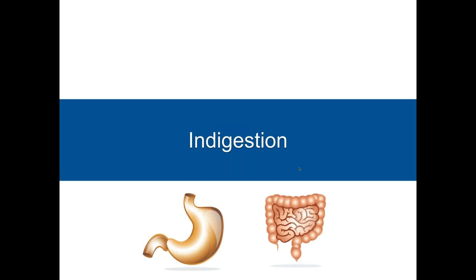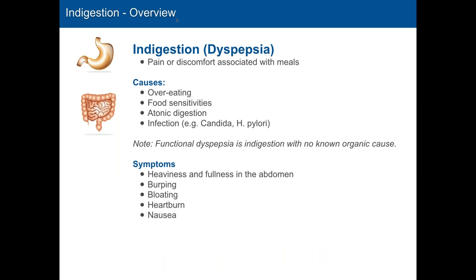Okay. First condition we'll talk about is indigestion. So indigestion basically means you have discomfort when you're eating. The scientific or medical term for it is dyspepsia, okay? Everybody can get indigestion. If you overeat, one particular thing, like you eat too much fat, or you overeat in general, you eat twice as big a serving size as you should, that can be a cause of it.